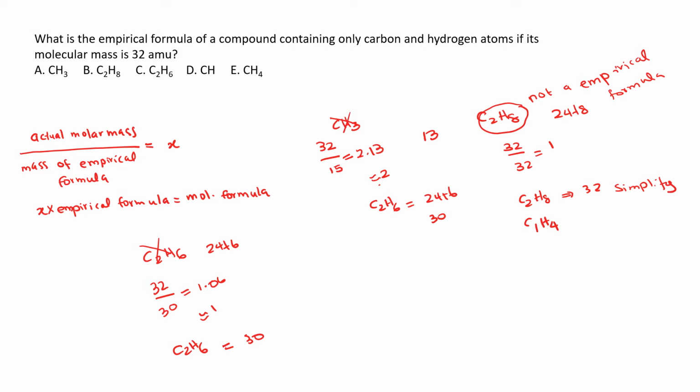The next is C2H6, and we are going to divide 32 by 30, which is the mass of the empirical formula, and we have a ratio of 1. If we multiply C2H6 by 1, we get the same answer, and we find the molar mass of C2H6, but it's not a match. So we go to CH. We do the same thing, and then we have a ratio of 2.5.